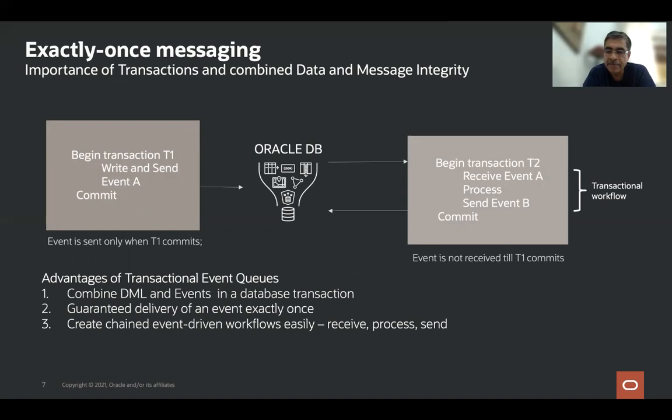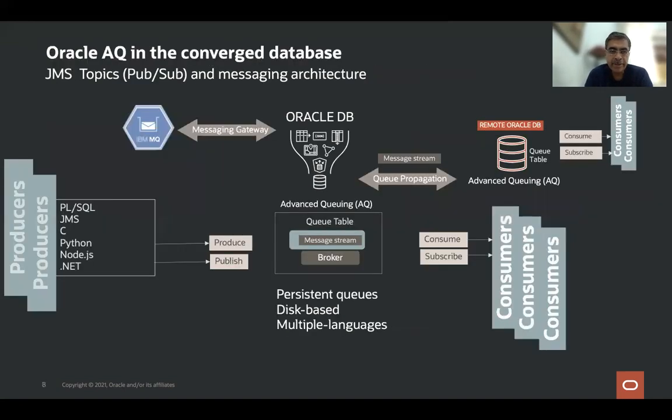And if you don't have the support, code becomes complex. You need to handle duplicate events. You need to do dedupe. There's a lot of complexity involved in writing code. And this whole guaranteed delivery, exactly once for an event, and creating chained events, again, reliably, consistently, is what Oracle AQ brings to the table here.